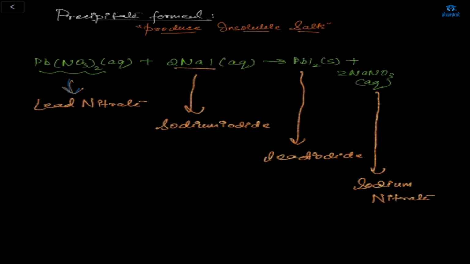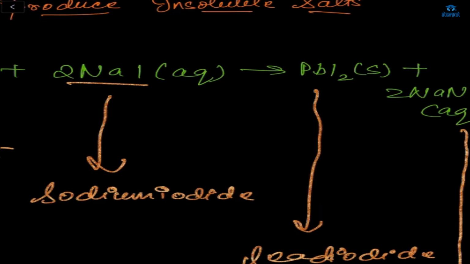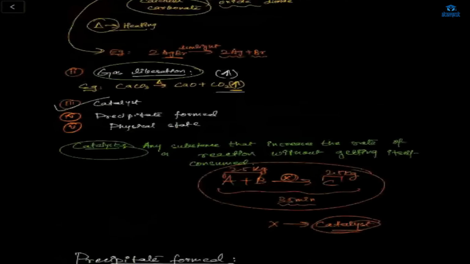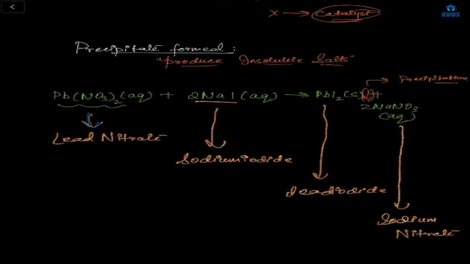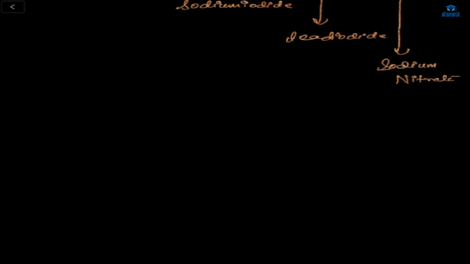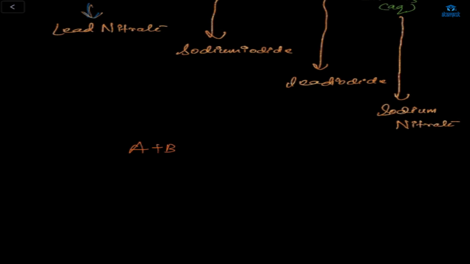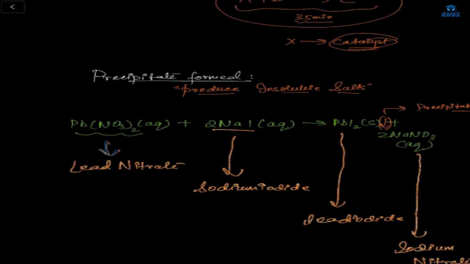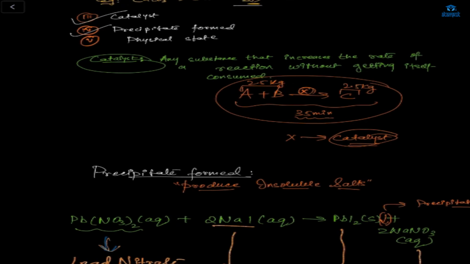Here, if we write this downward arrow, this is the symbol of precipitation. The upward arrow was the symbol of liberation, meaning gas was evolving out, and the downward arrow is the symbol of precipitation. We can also write it as A plus B giving C plus D, and here this one means precipitate. The precipitation topic and this equation example are done.